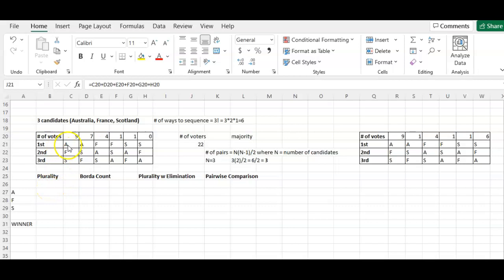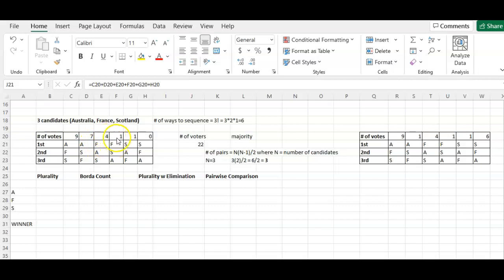Plurality is just whoever received the most first place votes. So we need to look up here. A received the first place in these 2 columns, so it received a total of 9 plus 7 votes. So it received 16 votes in first place.